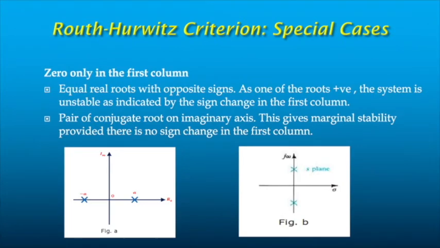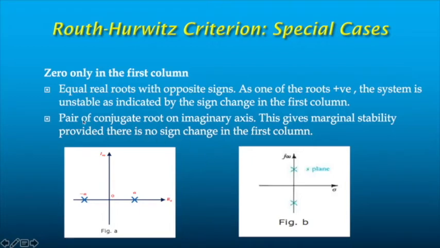Here are two special cases in the Routh-Hurwitz criterion. One is 0 only in the first column, another is the entire row being 0. Let us first discuss 0 only in the first column. Equal roots with opposite sign: as one of the roots is positive, the system is unstable, as indicated by the sign change in the first column.